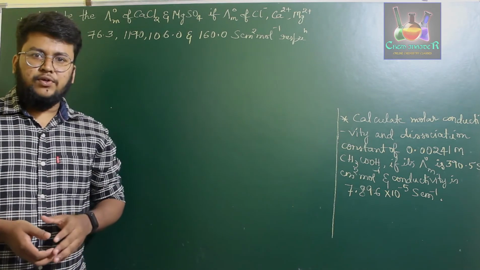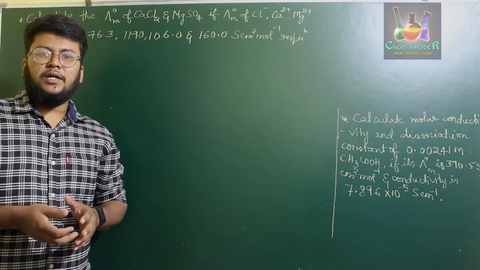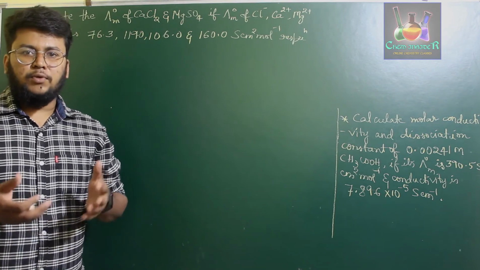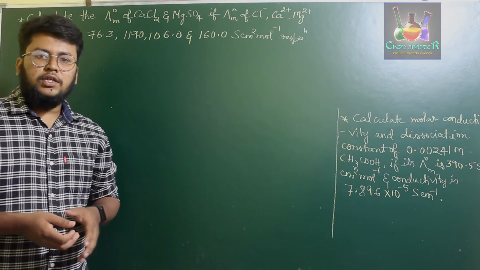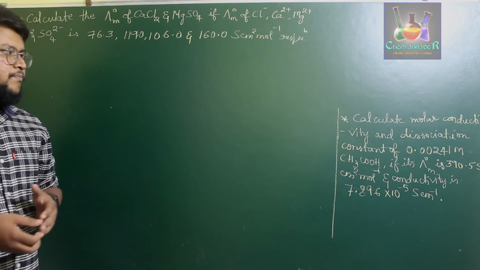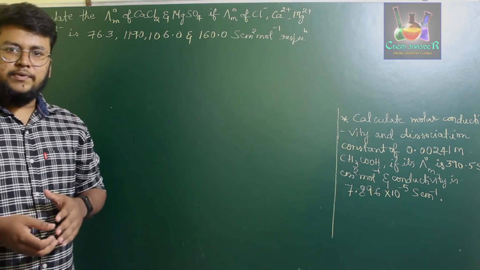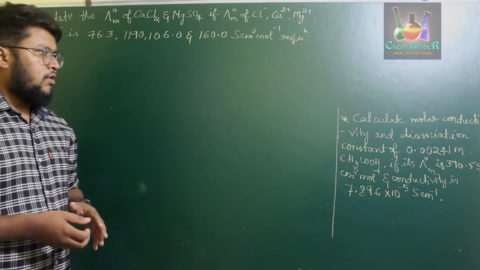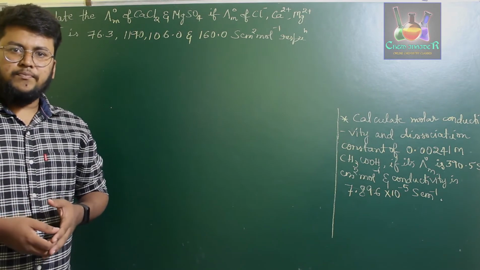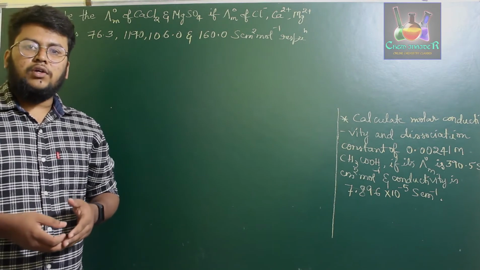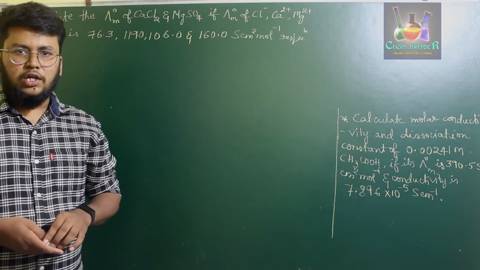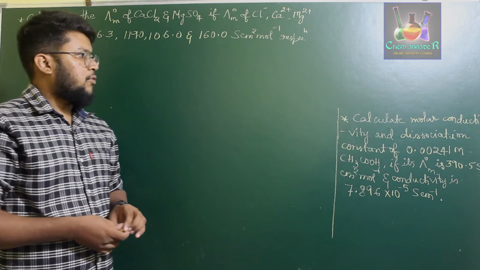In the previous videos we discussed how the variation of molar conductivity takes place with increase in dilution or with increase in concentration, right? So now, using the Kohlrausch law which we explained in the previous video, we are going to calculate the dissociation constant, and also the limiting molar conductivity of weak electrolytes and strong electrolytes. Now let us start with the problems.